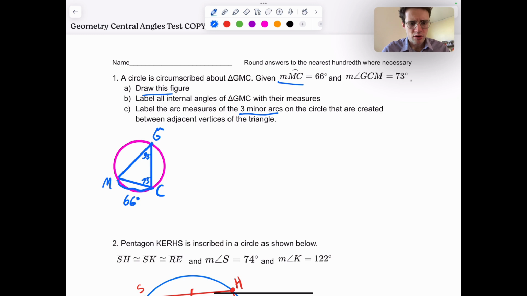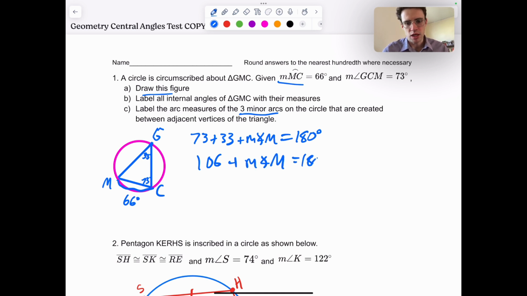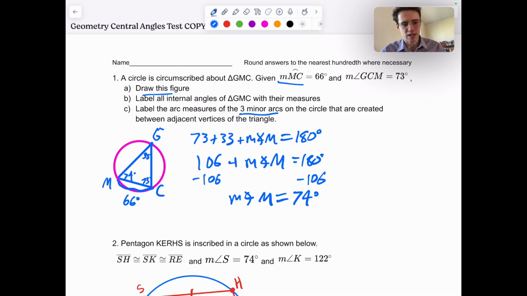So we have 73, 33, and we know that angle M will add up with those two to give us 180 degrees. So 73 plus 33 gives us 106. 106 plus the measure of angle M equals 180. Subtract 106 from both sides. You get that the measure of angle M equals 180 minus 106, which is 74 degrees. So it's almost an isosceles triangle, but you see angle M is a little bit bigger, which means side GC will be a little bit bigger. Again, not drawn perfectly to scale here.